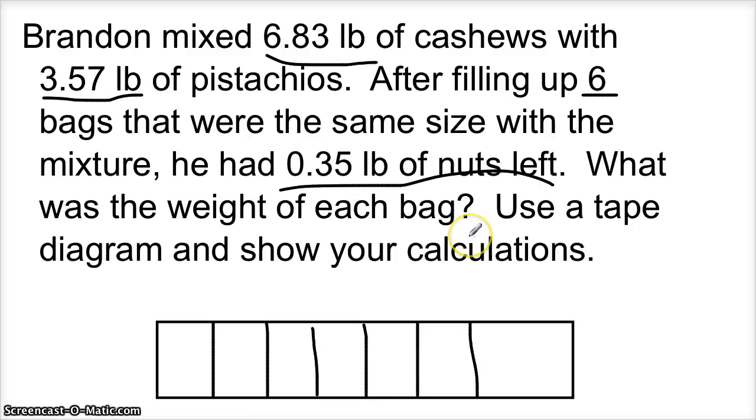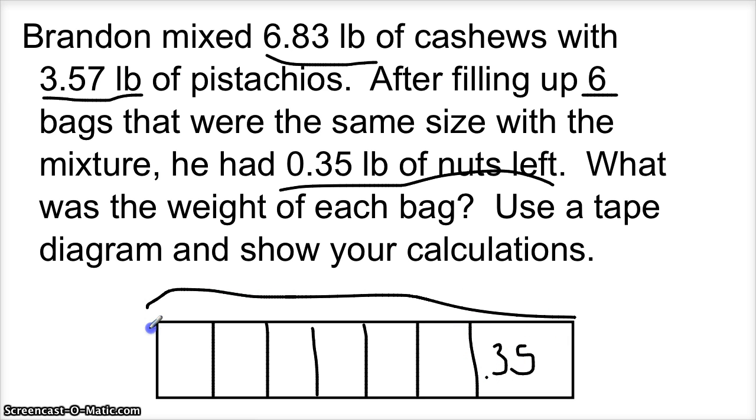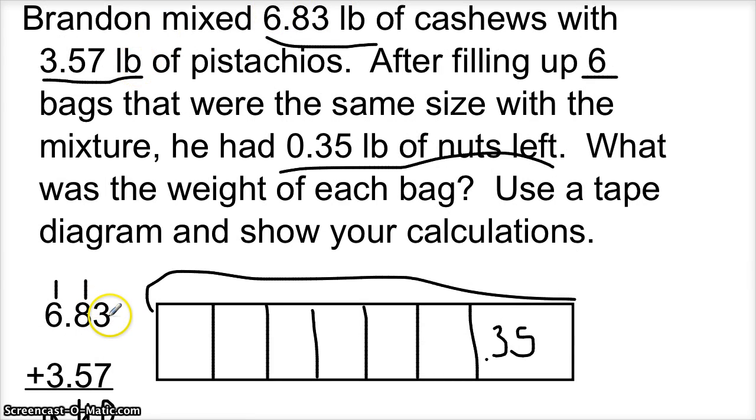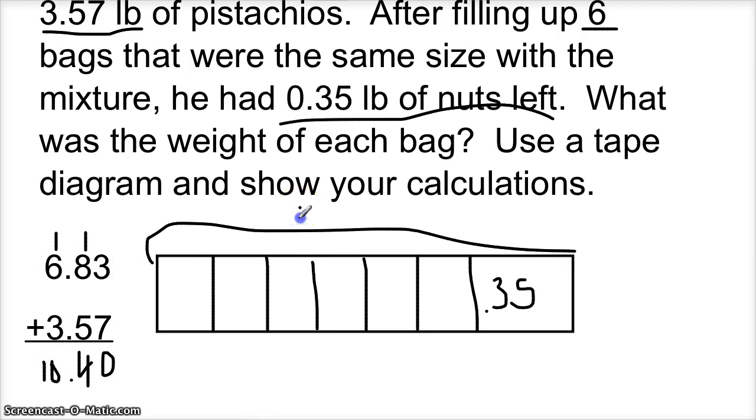All right, here's what I've identified, and it says use a tape diagram. So I've drawn my tape diagram, and I broke it into 6 bags. 1, 2, 3, 4, 5, 6 bags, plus a little extra because it says he had 0.35 of a pound left. So I have just like this little chunk of leftover, and the whole thing is worth my numbers here, cashews and pistachios. So I have to figure out what is my total for cashews and pistachios. Okay, and total means I add. So I've added them together and I got 10.40.